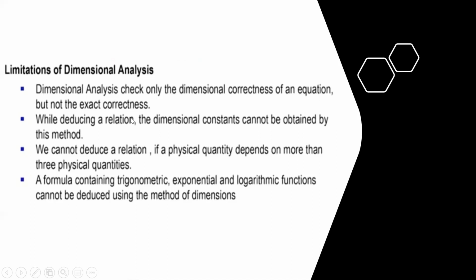Second limitation: while deducing a relation, the dimensional constants cannot be obtained by this method. As I told you before, we wrote in all the deductions a constant k. We cannot find out what that constant is using dimensional analysis because constants don't have any dimension. We cannot deduce a relation if a physical quantity depends on more than 3 physical quantities.